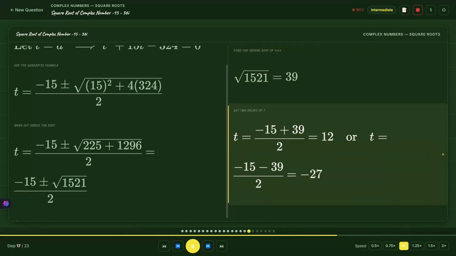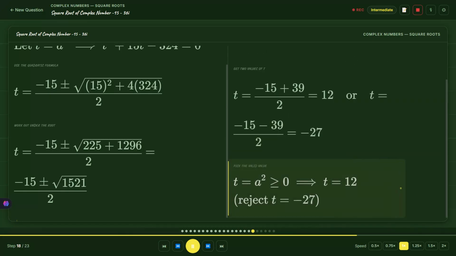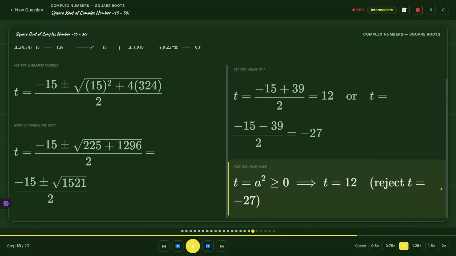So we get two answers for t. -15 plus 39 is 24, divided by 2 gives 12. Or -15 take away 39 is -54, divided by 2 gives -27. But wait, t is a squared, and when you square any real number, you can never get a negative number. So we throw away -27. Our answer is t equals 12.